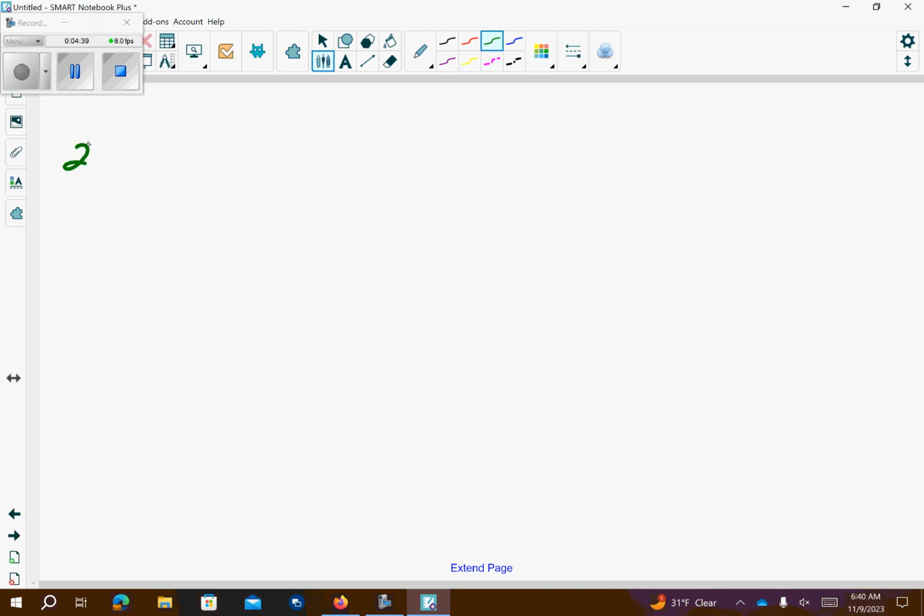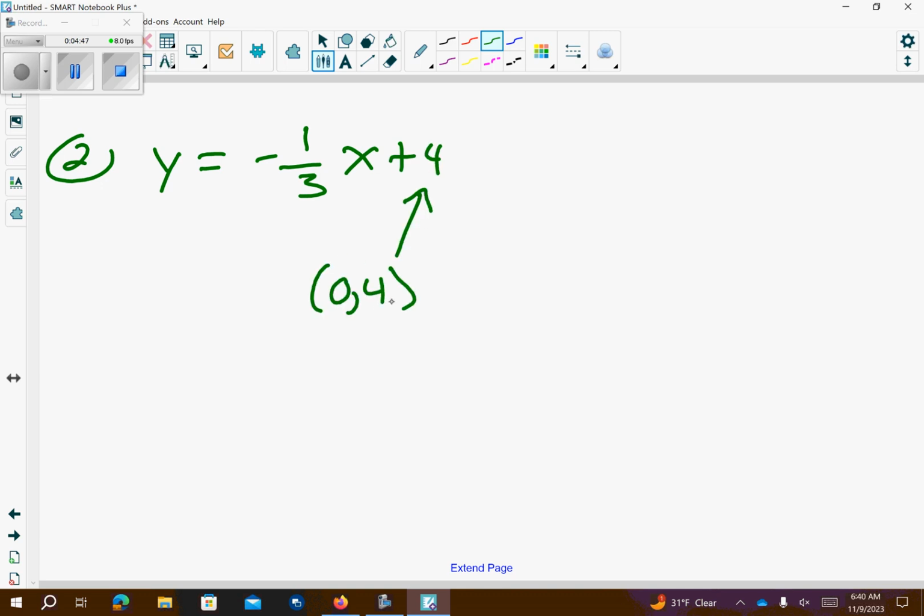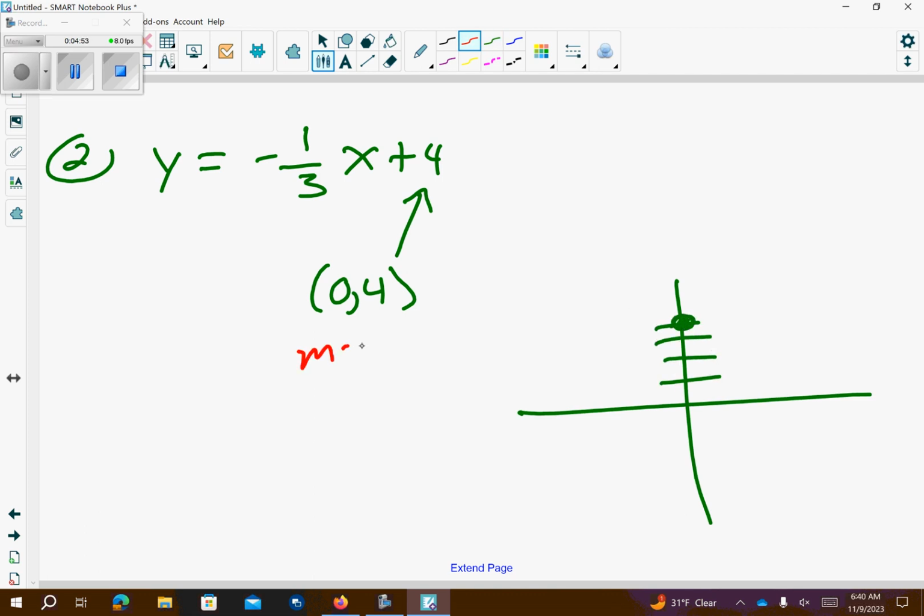Problem number 2. Again, this one's set up. That's my y-intercept, so 0, 4. Notice it stayed the same sign, which is here. And then we have a slope of -1 over 3. So I'm going to go down 1, right 3.